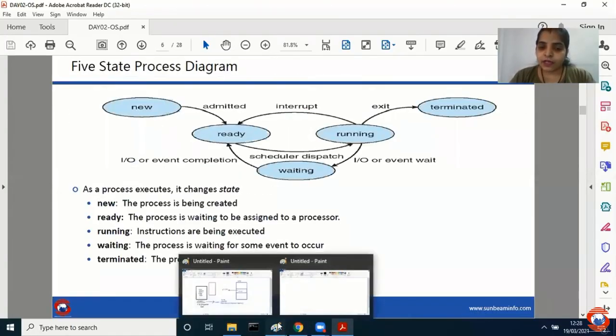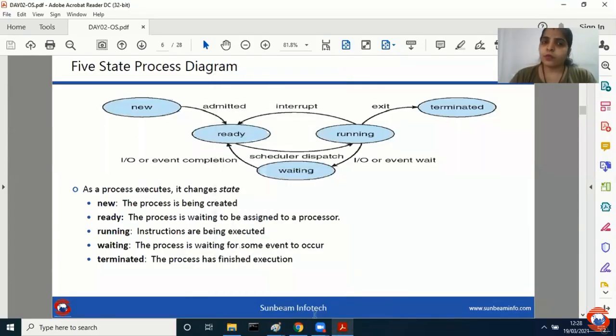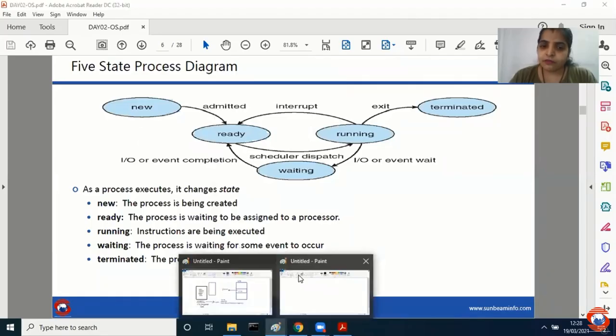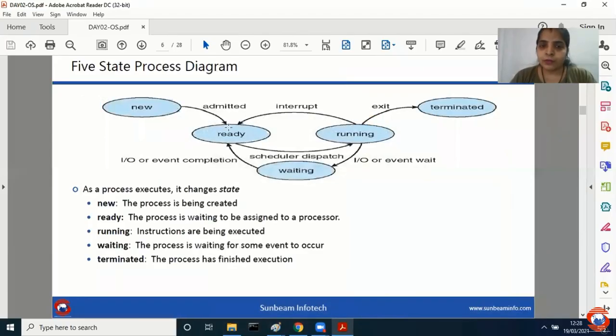Now, as soon as I click here and say Paint, it means I have just started the application. Sometimes it takes a little time to start the application, but once the application has started, when I see my Paint in front of me, that means the process has been admitted into the state called ready state. Have you understood? So when the process is being created, it is in the new state. These are the predefined states that the OS maintains inside the PCB.